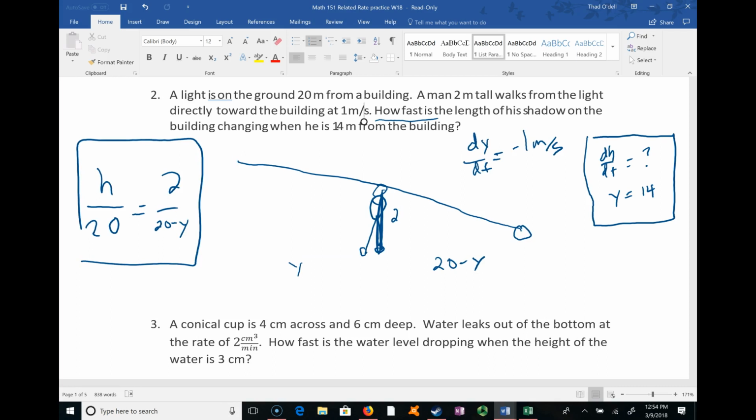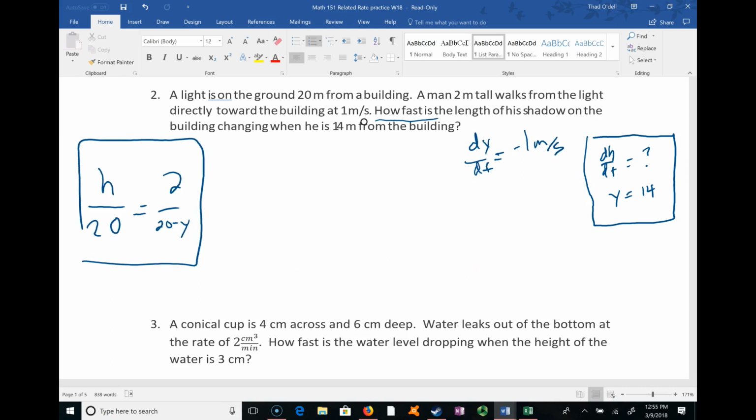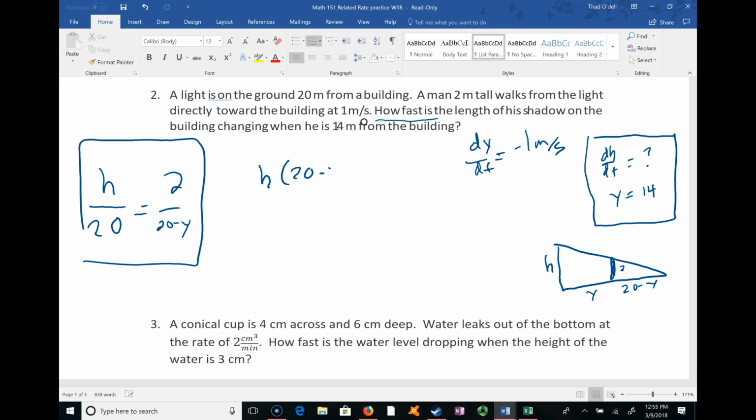And I got too much stuff here, so I'm going to get that out of the way. Now we drew that triangle. I'll draw a smaller triangle over here, so we still know about it. That's my 2 meters, that's my y, my 20 minus y, and my h. Okay. Now, we could take the derivative right now, or we could get that out of the denominator. So we could write this as h times 20 minus y is equal to 40. That's a little bit cleaner.